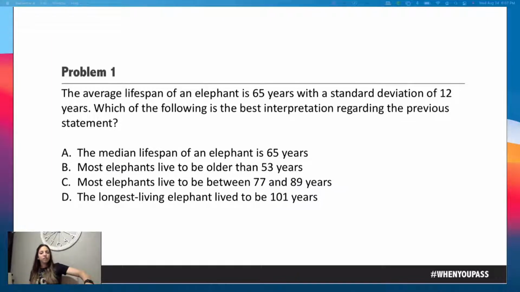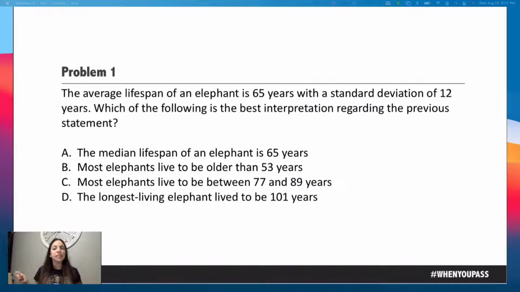The average lifespan of an elephant is 65 years with a standard deviation of 12 years. Which of the following is the best interpretation regarding the previous statement? A, the median lifespan of an elephant is 65 years. B, most elephants live to be older than 53 years. C, most elephants live to be between 77 and 89 years. Or D, the longest living elephant lived to be 101 years.